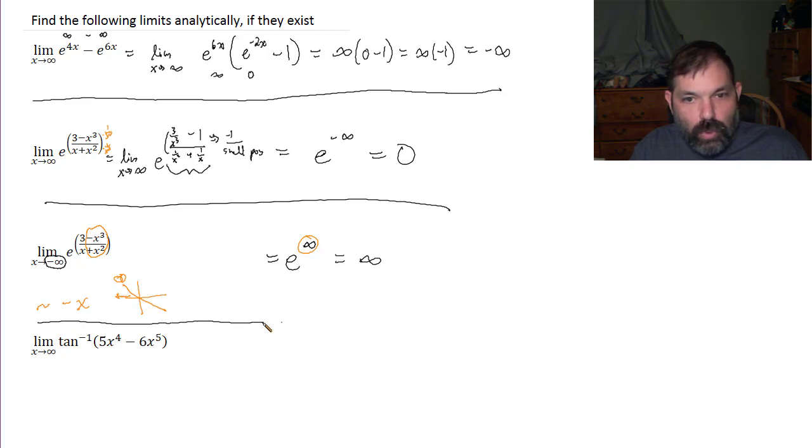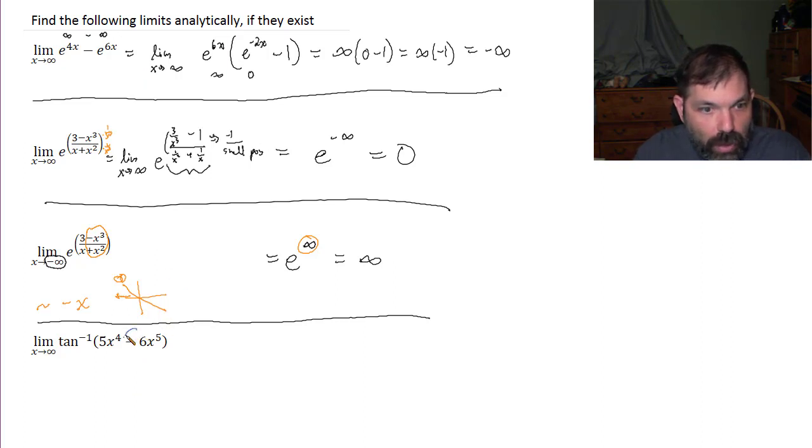All right, now the last one here. I have the limit with x approaching infinity of the tangent inverse of 5x to the 4th minus 6x to the 5th. So this is going to rely on a little bit of understanding that we saw back in an algebra course. If you remember something about polynomials, the end behavior of polynomials really only depends on the lead term, the term with the highest degree. So I really need to focus on this term, the negative 6x to the 5th.